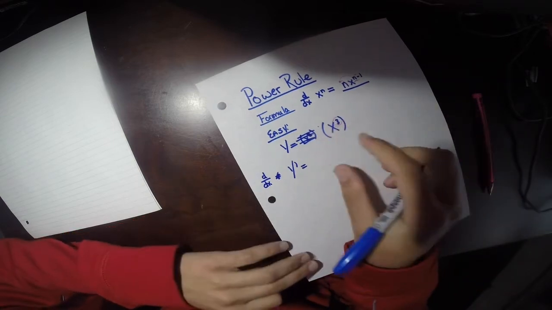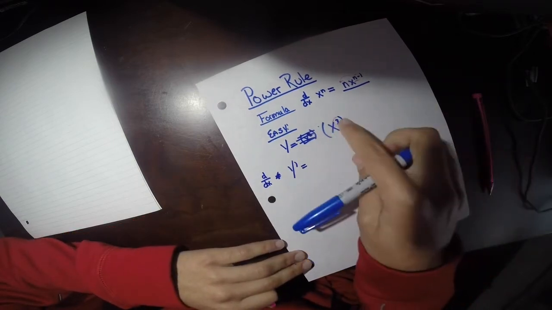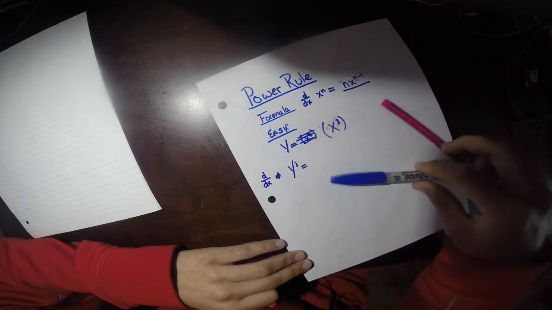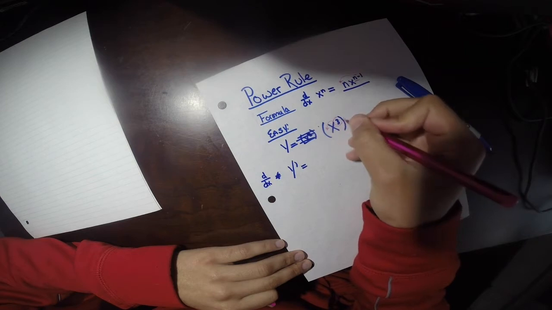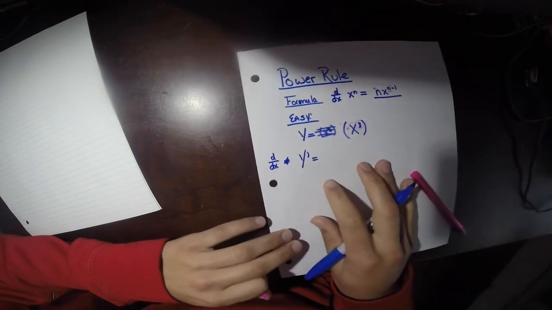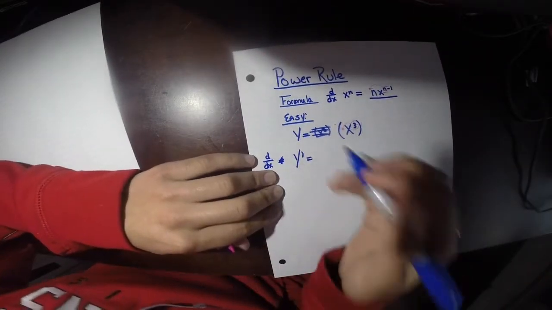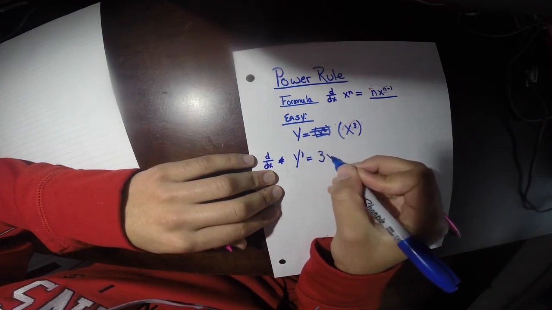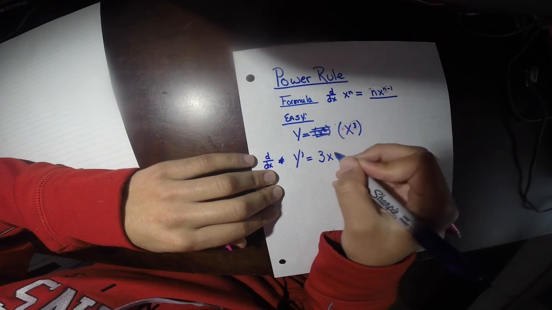And so you want to find... okay, see? So bring the 3 down in front of the x, and then you minus it by 1. Minus 1. Now let's go ahead and just do that. So bring the 3 down, and you put the x, and then 3 minus 1.